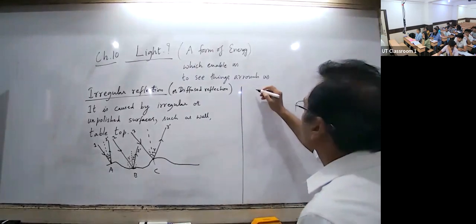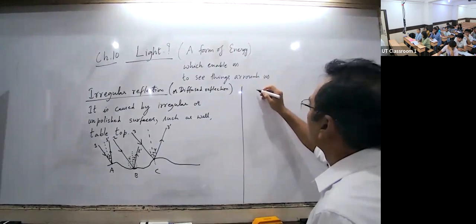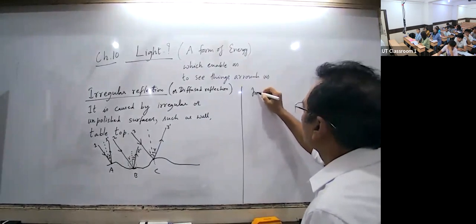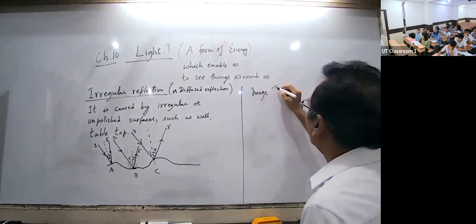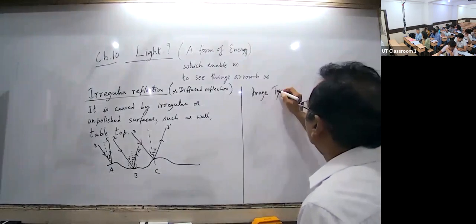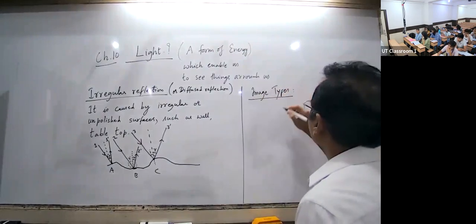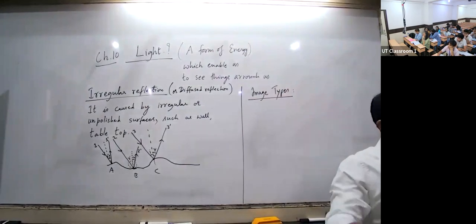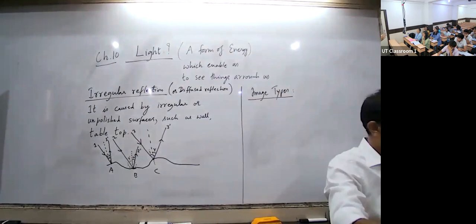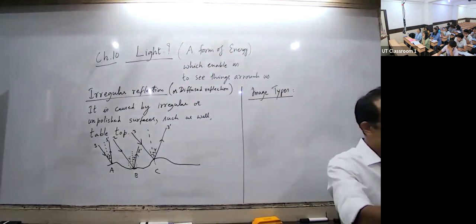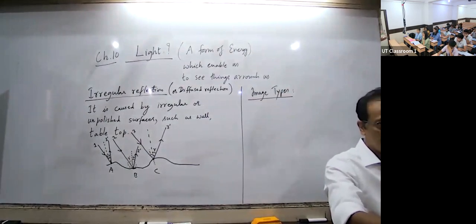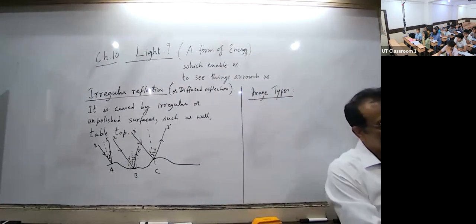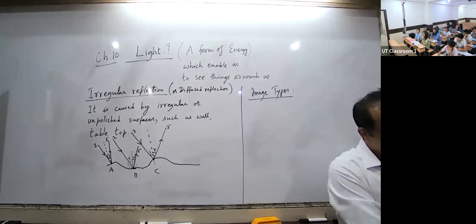Okay. Now let's understand image types. There are two types of images. See, when you're seeing yourself in a plane mirror, right? You see yourself in the mirror, right? So what kind of image is it? Is it virtual or real? Virtual.